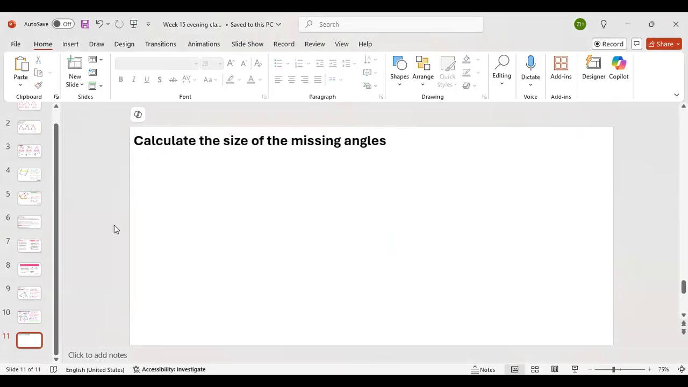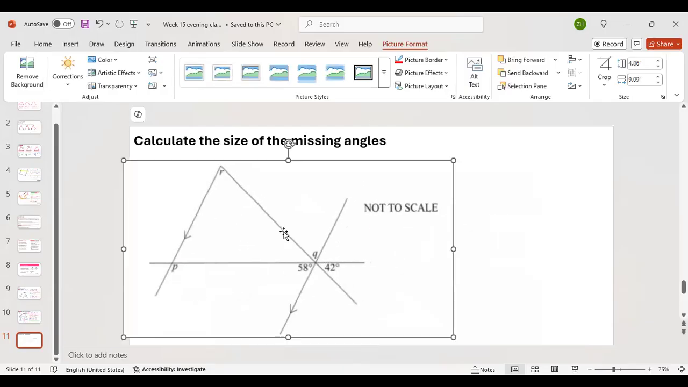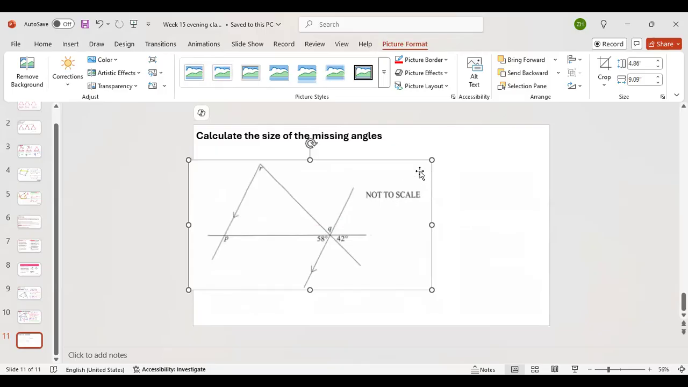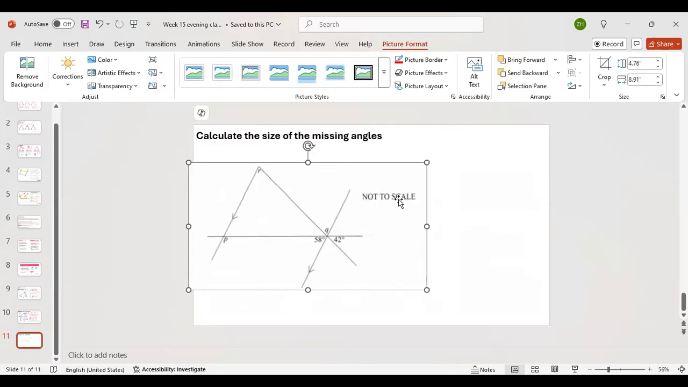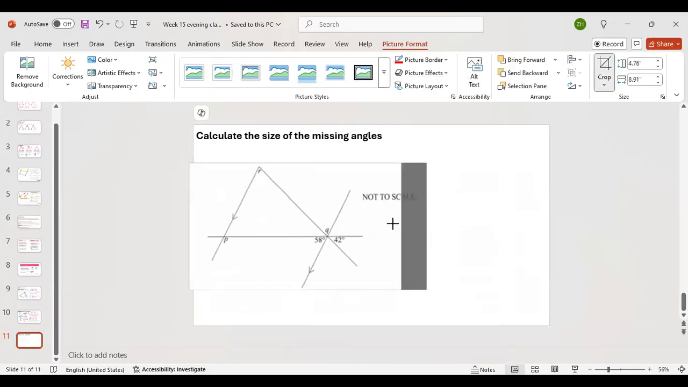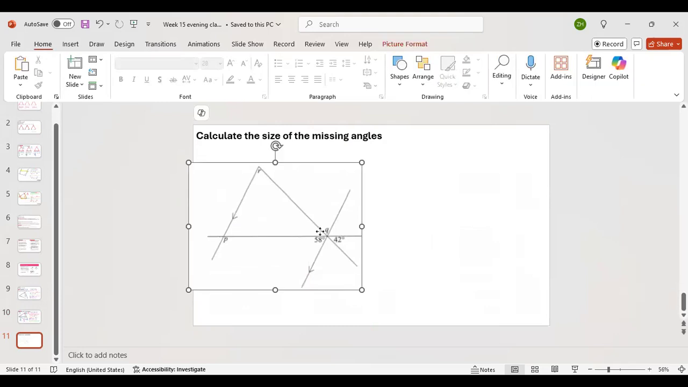So we have the shape. I'm going to draw it with you all. Yeah, this shape. And they say it's not to scale, so I don't need this side. I don't need this part. Okay, good.